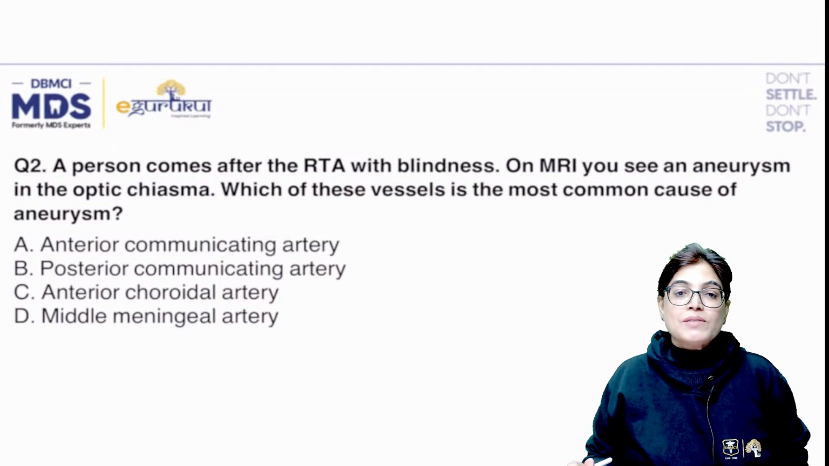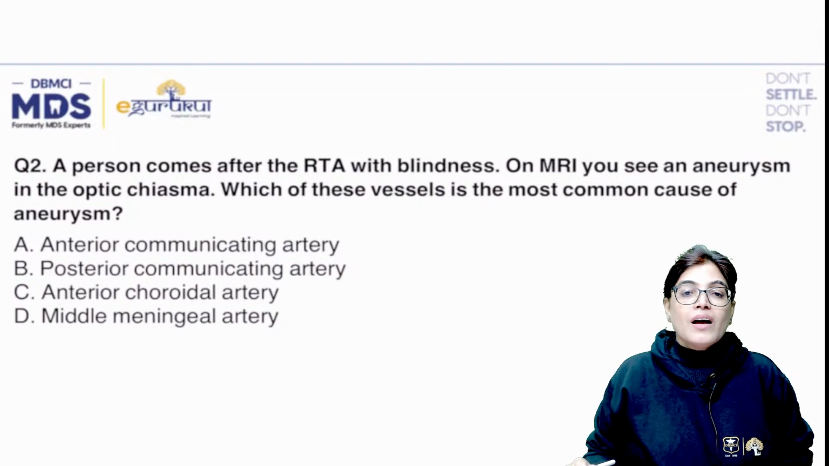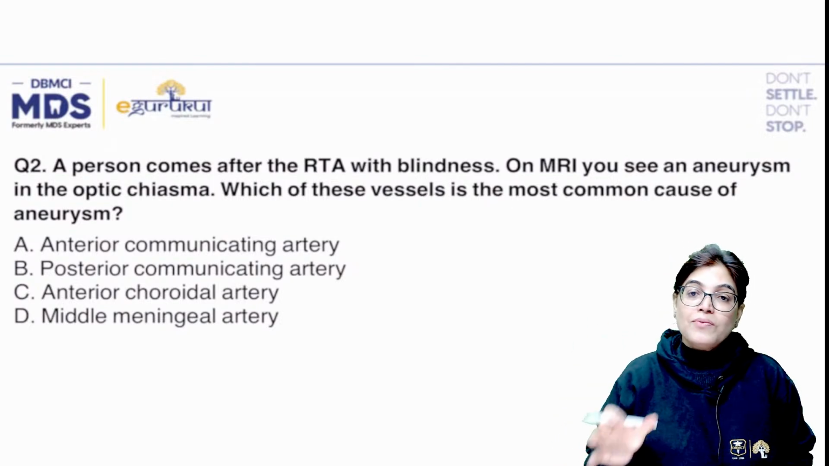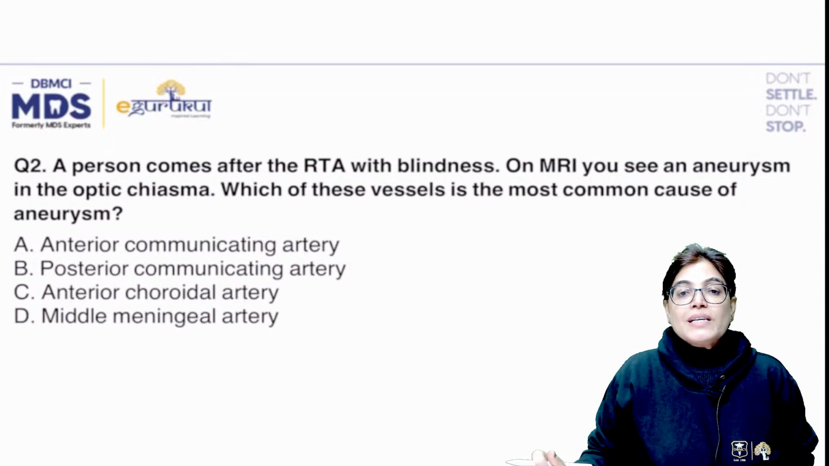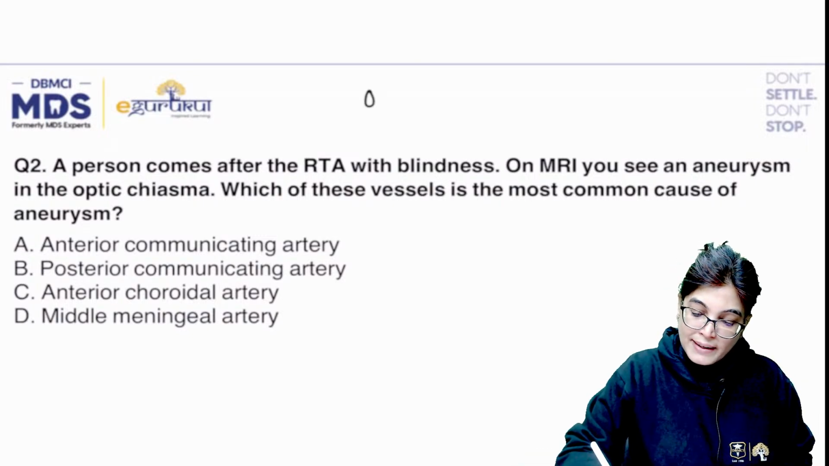A person comes after an RTA, road traffic accident, with blindness. On MRI, we can see an aneurysm which is at the location of the optic chiasma. So which of these vessels is most likely the common cause of the aneurysm? The site has been given, and the site is the optic chiasma.